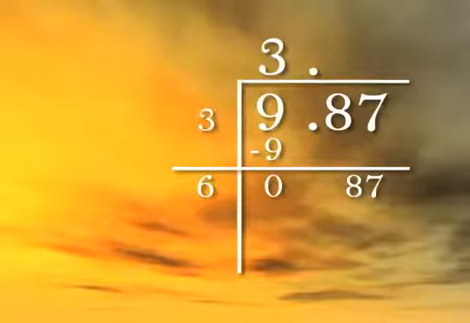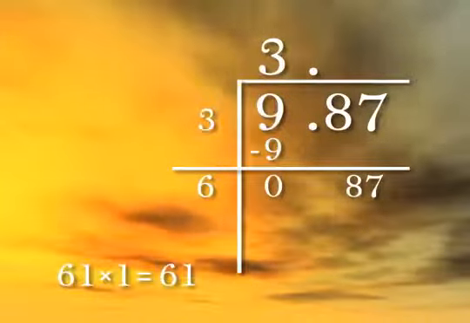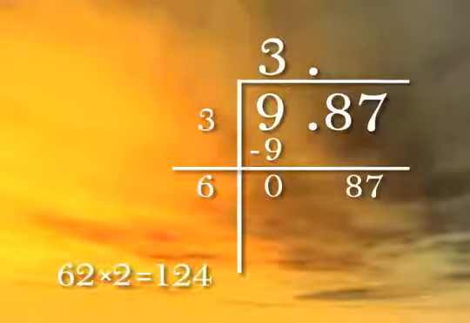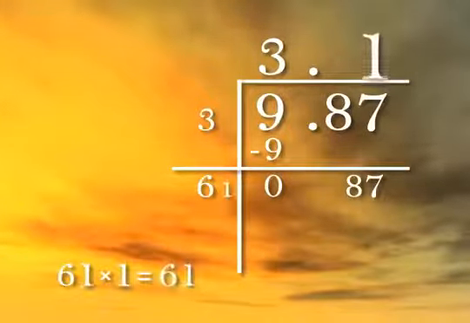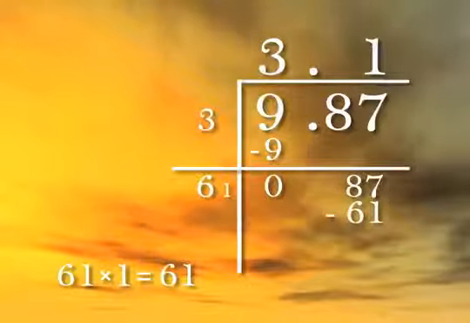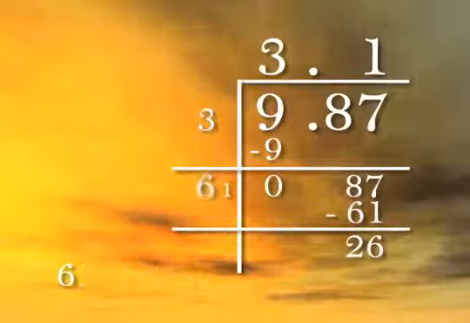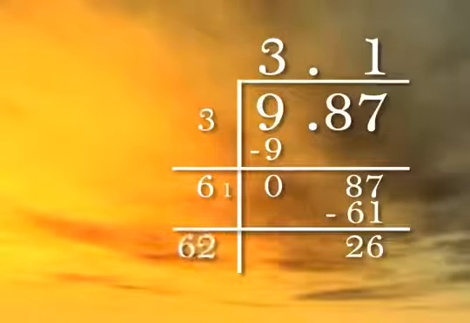The next step is to append a number. 61 times 1 is 61. 62 times 2 is 124, which is too high. So the next quotient digit is 1. 1 times 61 is 61. 87 minus 61 is 26. Add the divisor 61 to the quotient digit 1, and your new divisor is 62.